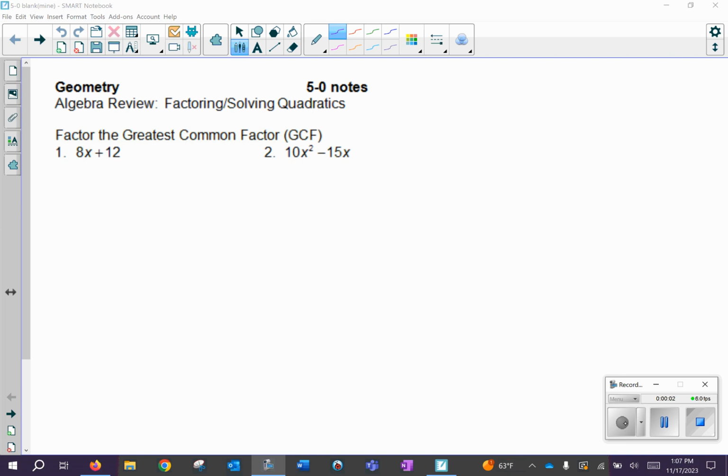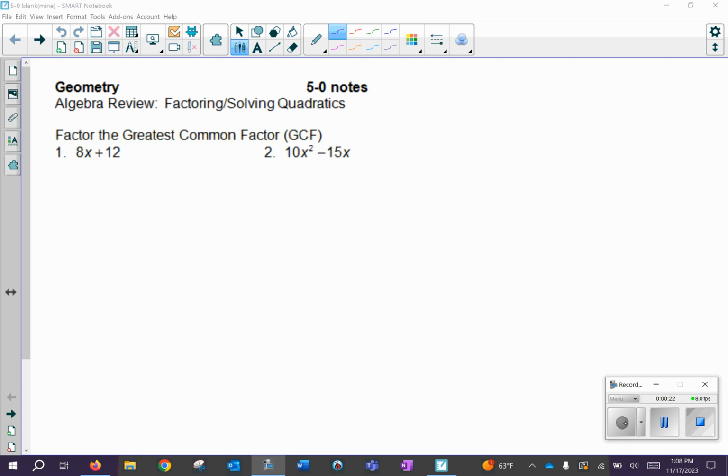All right, in 5-0 notes, we need to review factoring and solving quadratics. And the first thing from Algebra 1 that you learned about factoring is you always look for the greatest common factor first. So the greatest common factor in 1, you're looking at 8 and 12. I usually do the numbers and the variables separate.